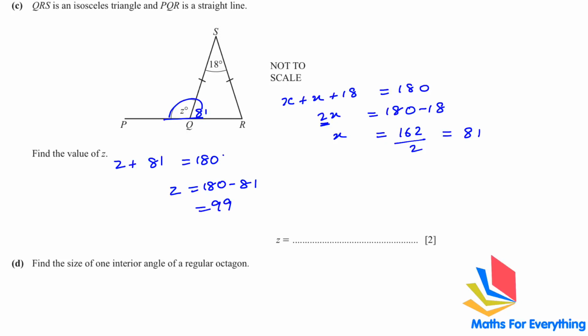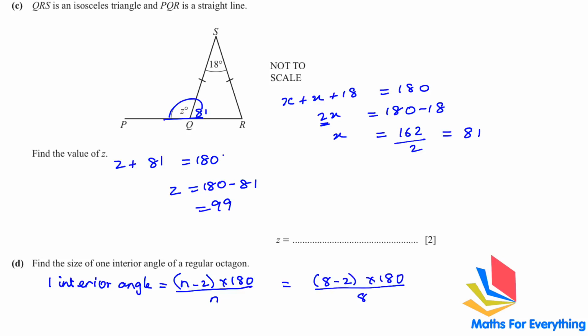Part D. Find the size of one interior angle of a regular octagon. An octagon has 8 sides. To find one interior angle, we use the formula (n minus 2) multiplied by 180, divided by n. N is the number of sides. Because our number of sides is 8, we replace n with 8. So (8 minus 2) multiplied by 180 over 8. And this will give us 135.